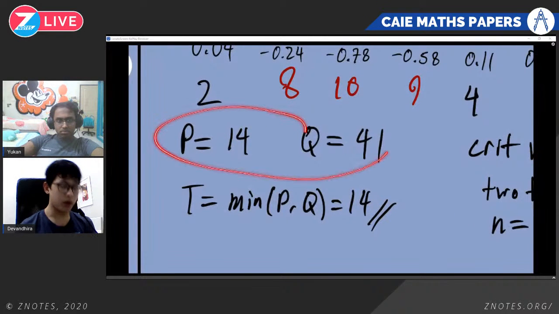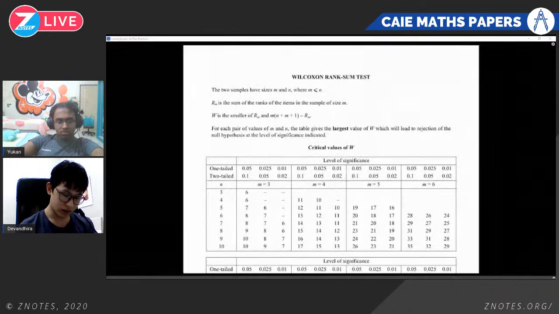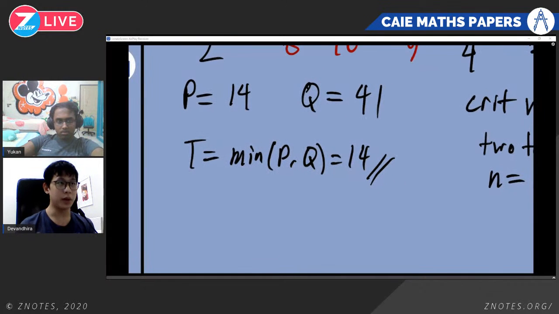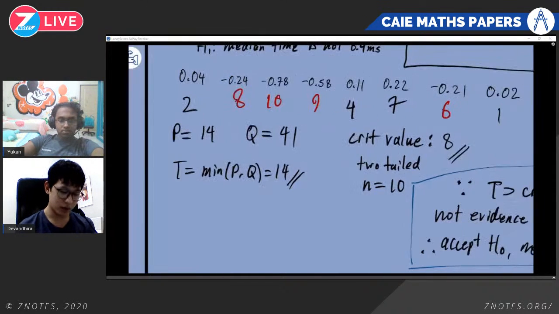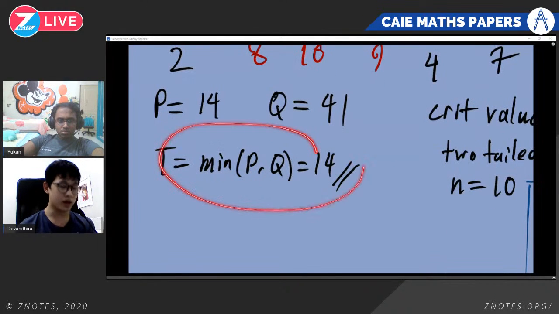Now that we have these two numbers, we have to take the minimum. We call it T. If you look at the table here, sign rank, it says that T is the smaller of P and Q. In this case, it's just 14, correct? 14 is smaller than 41. So T is 14, and that's our test statistic.